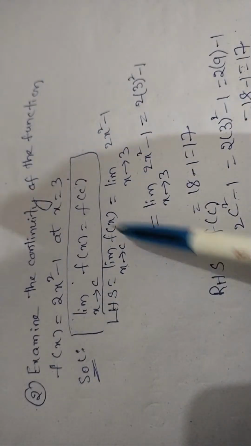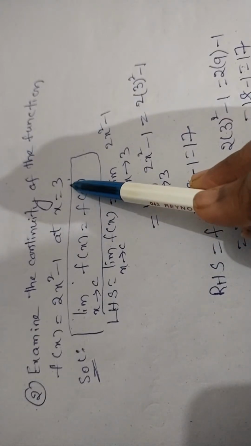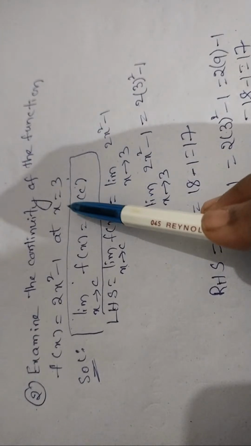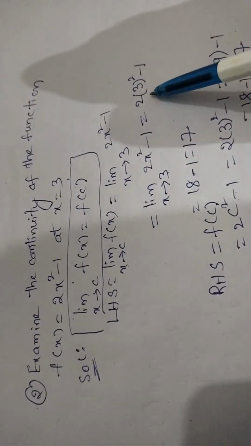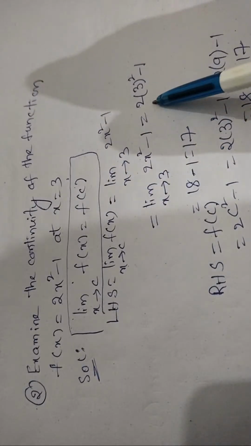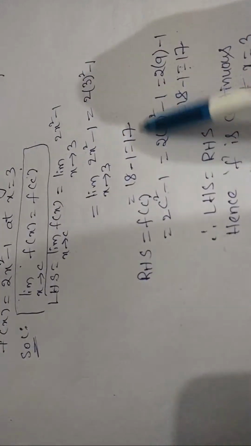Then c is 3. Why? Because at x is equal to c, according to the formula I told in the beginning. So at x is equal to c means c is 3. I wrote here 3. Then I replace x by 3. So 2 into 3 square minus 1. So the value after simplification is 17.